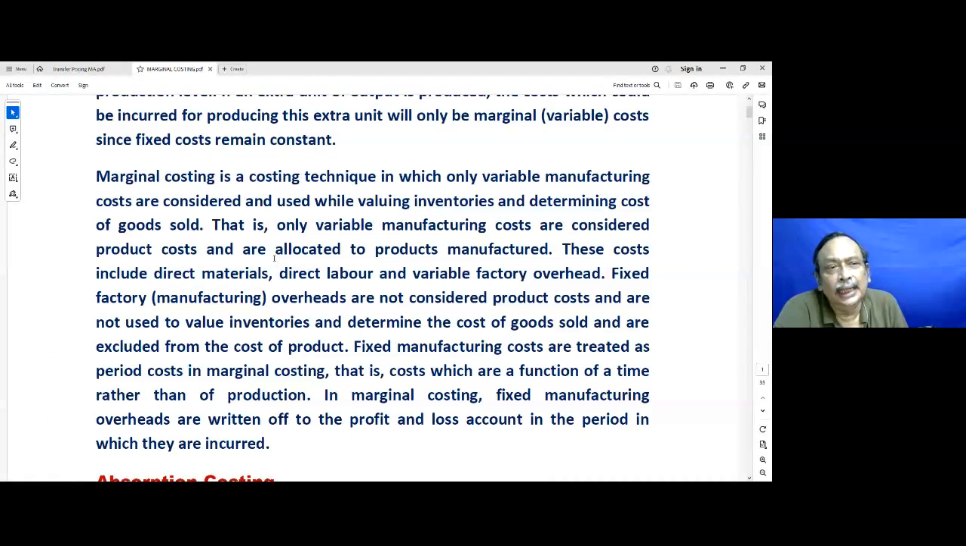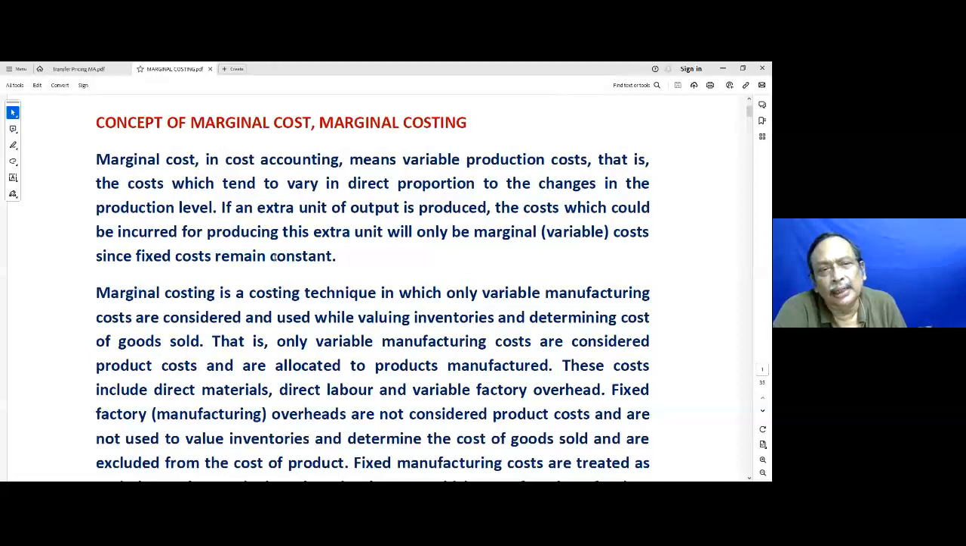Now, this thing I have already explained, that marginal cost in cost accounting means variable production cost, that is the cost which tends to vary in direct proportion to changes in the production volume. At this point, you should know two important phenomena. Total variable cost is variable, but per unit variable cost is constant. And again, total fixed cost is fixed, but per unit fixed cost is variable. I think you know this.